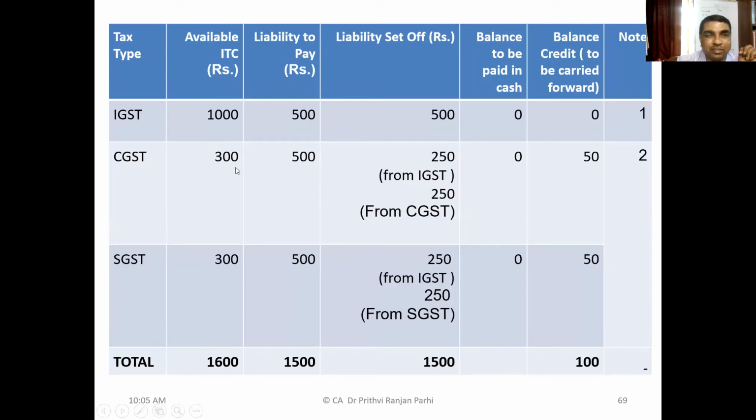Second case, you see, there is an ITC of 300 rupees and the liability is 500 rupees. So I need to use IGST. I have distributed IGST equally, 50 and 50. The balance money, the balance 50, I am using from my CGST credit. So there will still be a balance of 50 rupees in CGST credit, and in SGST credit there will still be a balance of 50 rupees, which will be carried forward.